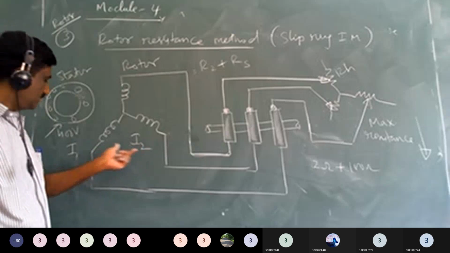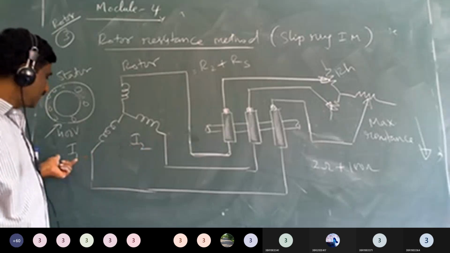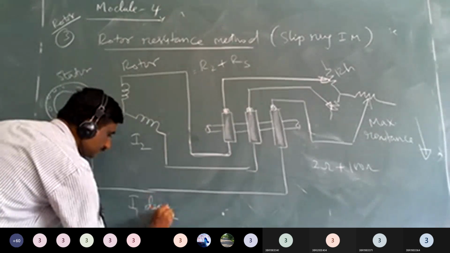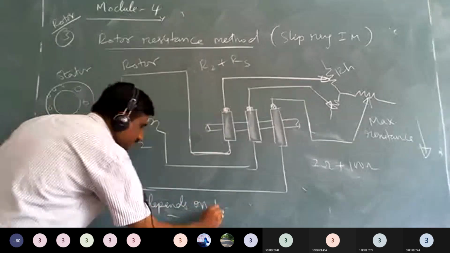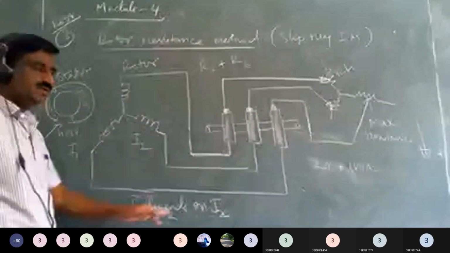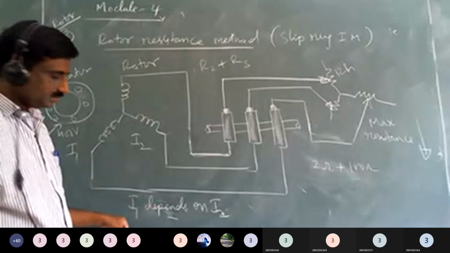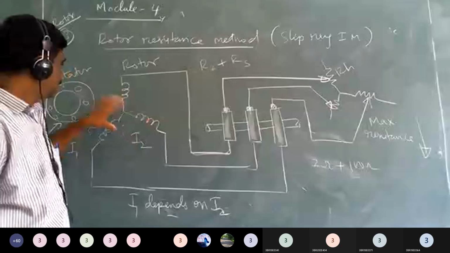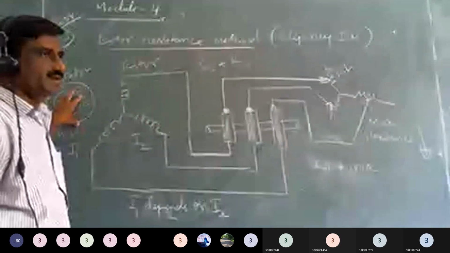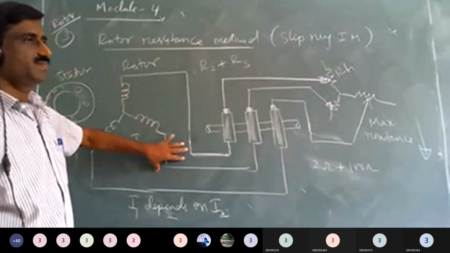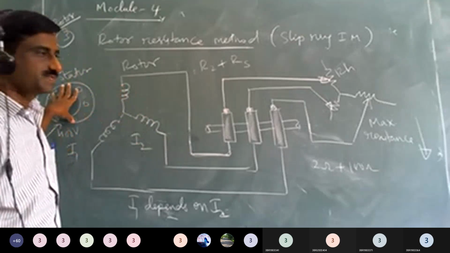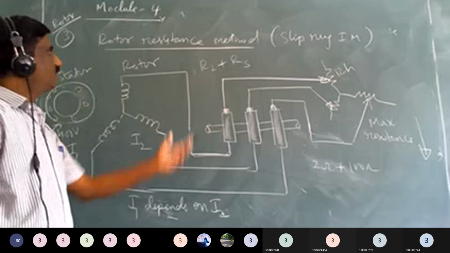When the rotor current increases, I1 depends on I2. Clear? When the rotor current increases, stator current also increases, supply current increases. It takes more current from the supply. More current means you have to apply more voltage. Voltage is increased to this rotor side. Clear? So this is one technique available.